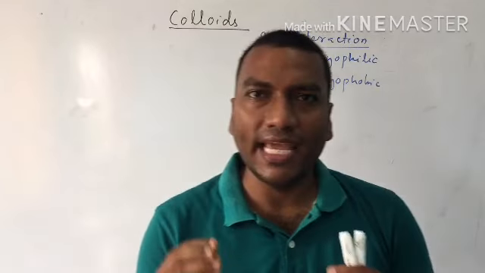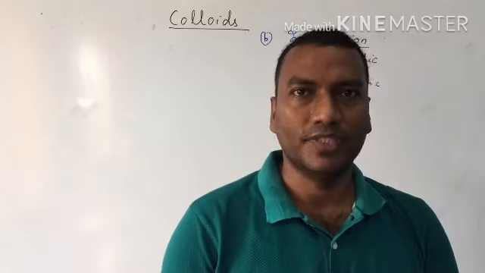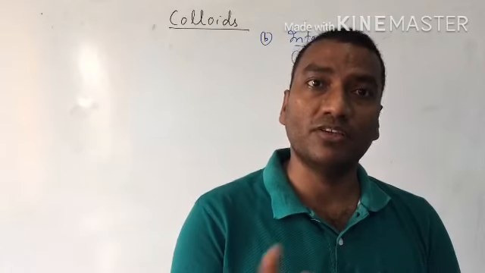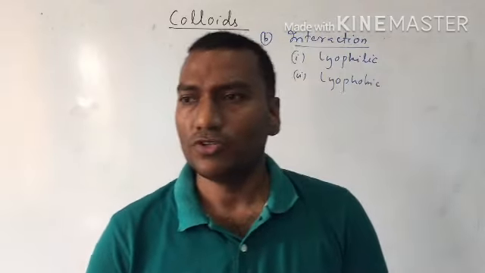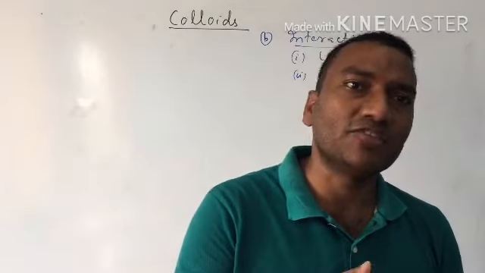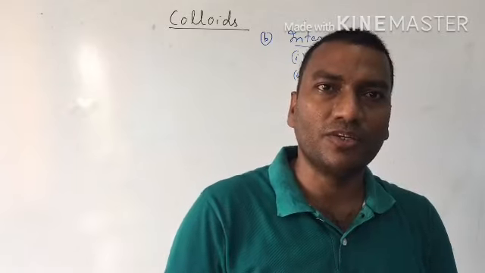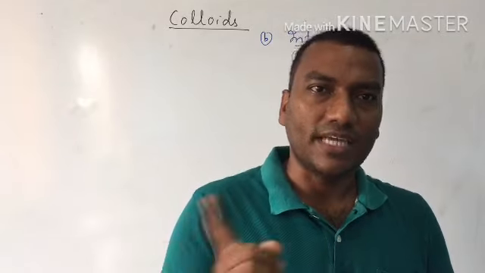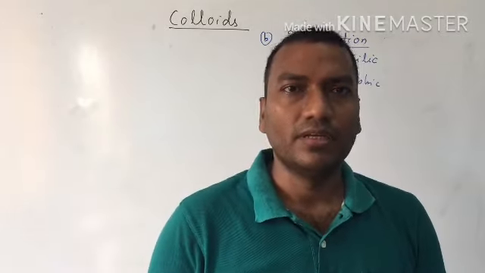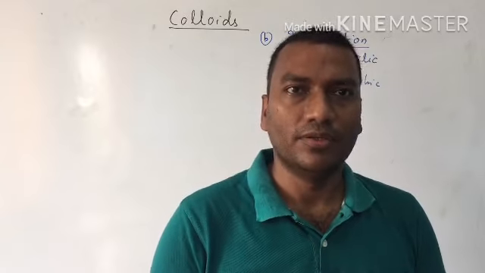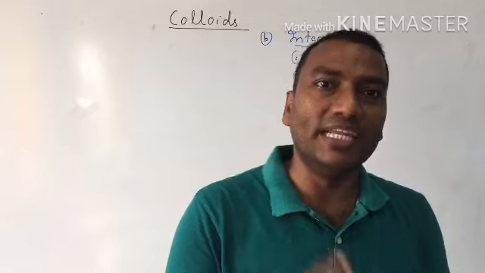Suppose egg albumin is dissolved in water. Egg albumin is a protein, and we know protein is made of amino acids. That's why egg albumin is highly soluble in water. In an amino acid, the carboxylic acid and amine parts are dipolar in nature, so that's why it is soluble. This is called lyophilic.